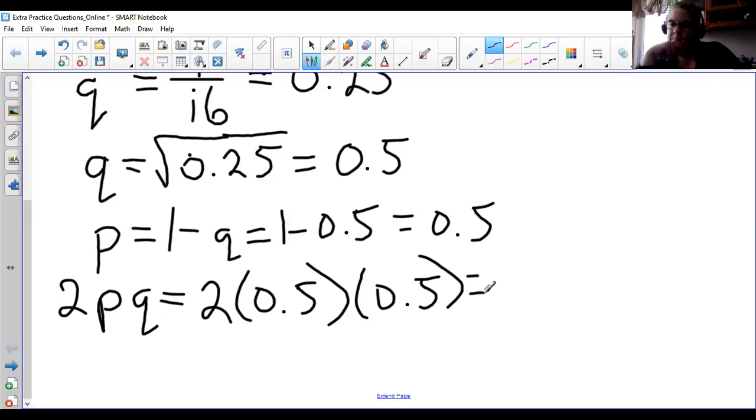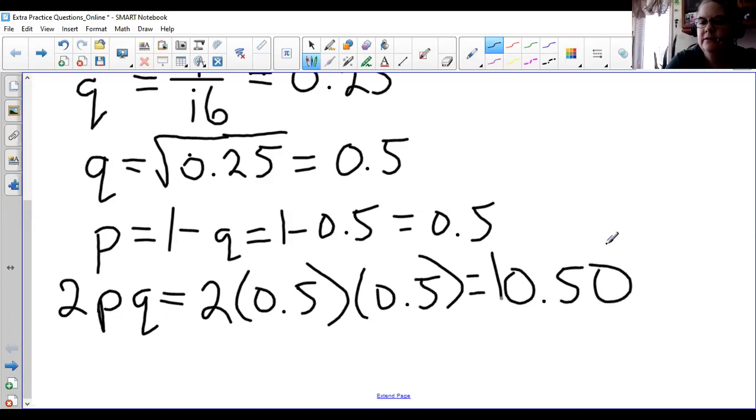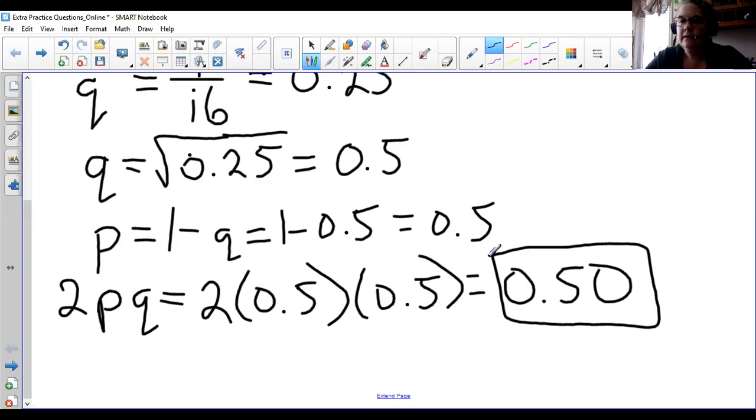And what do I get? Exactly. So if I wanted to do this in decimal form, I would just say, and usually they ask you for two numbers after the decimal, so 0.50. So half of the pigs in that population are heterozygous. So 8 of the 16 pigs are heterozygous. All right, any questions about that problem?